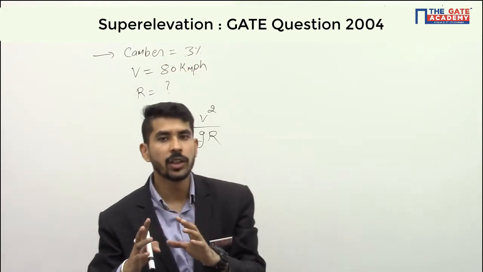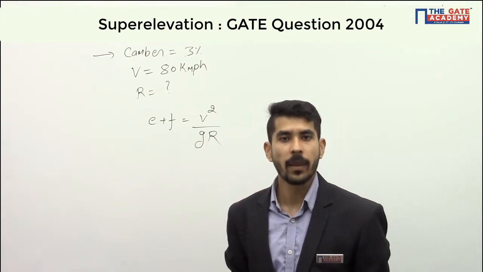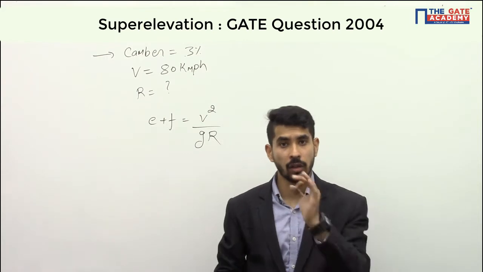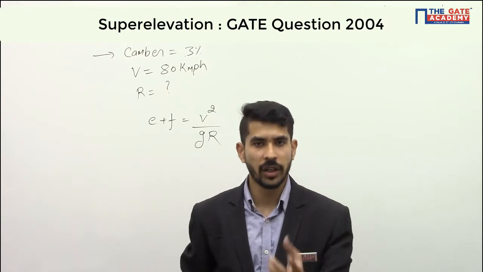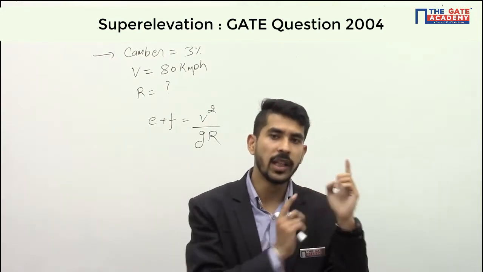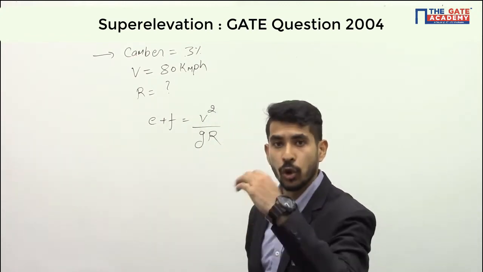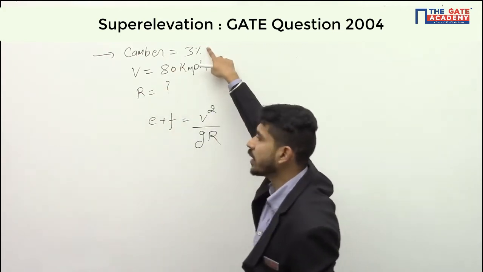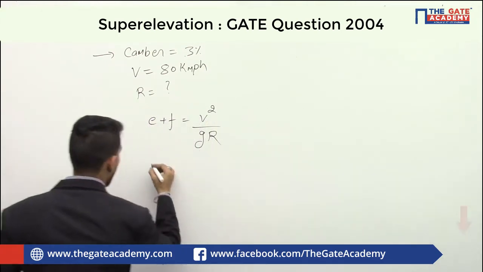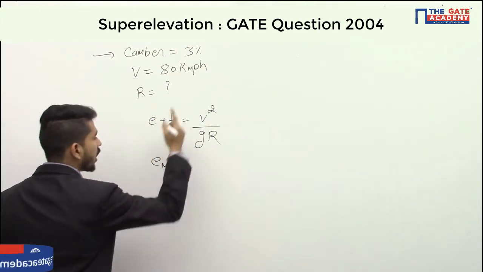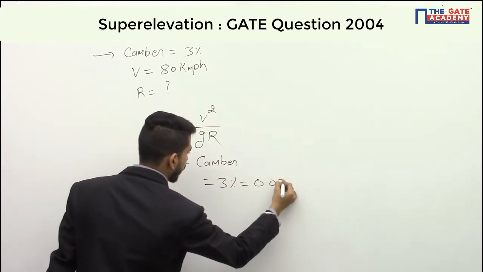And we know that the minimum value of super elevation is always equal to camber. Whether you provide super elevation or not, we will always provide the value of camber. Camber is required to drain off the surface water, so that is a must, that is mandatory. So even if he is saying that beyond which no super elevation is provided, since he is mentioning the value of camber, we have to take this value into consideration. That means E minimum is equal to camber, which is 3% or 0.03.